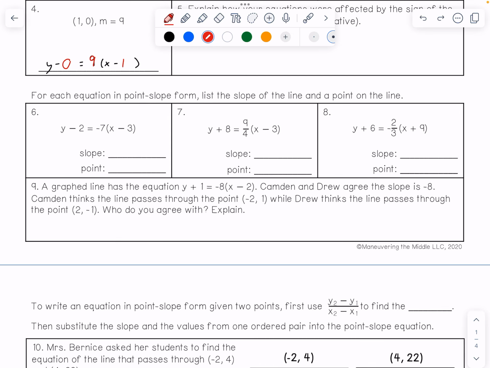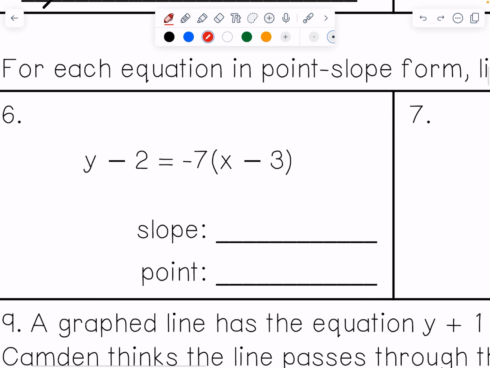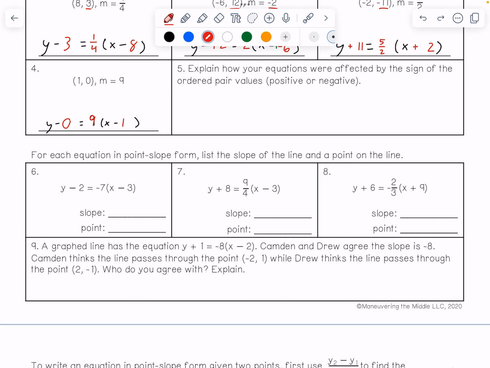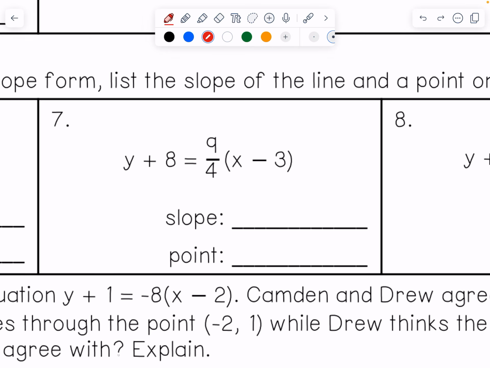These next two are kind of working backwards. Okay. You're just filling in what the slope and the points are. And again, you're going to have to be a little careful with these negatives and whatnot. Okay, so I'll do the first one. Actually, maybe I'll do the middle one. Yeah, we'll do the middle one.